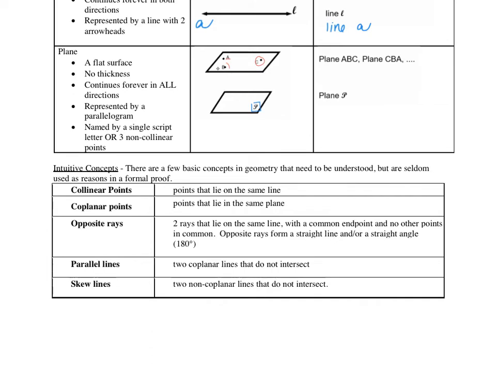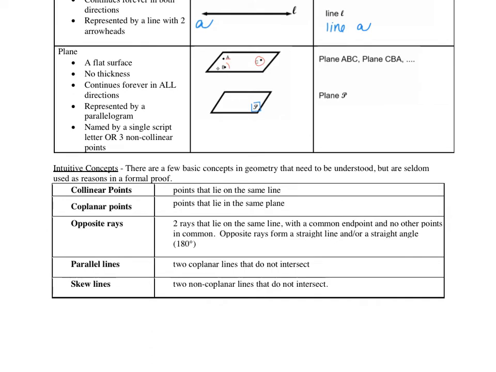So collinear points are basically points that lie on the same line. Coplanar points are points that lie on the same plane. Opposite rays, we didn't get into rays yet, but opposite rays are two rays that lie on the same line with a common endpoint and no other points in common. And opposite rays form a straight line and/or a straight angle, which is 180 degrees.